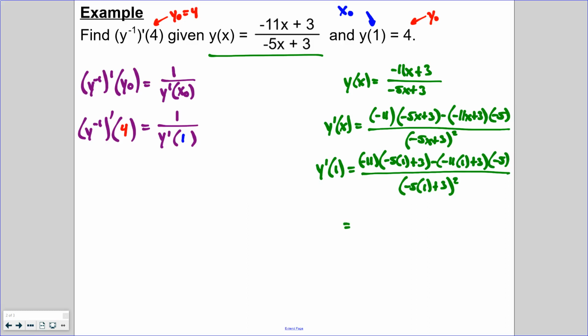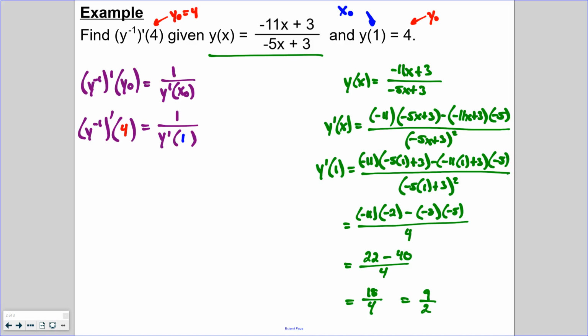And then we can continue to simplify, giving us negative 11. Negative 5 times 1 is negative 5 plus 3 is negative 2. Minus negative 11 times 1 is negative 11. Negative 11 plus 3 is negative 8 times negative 5. And that is all over negative 5 times 1 is negative 5 plus 3 is negative 2. Negative 2 squared is 4. And then we can keep working this out. So let's see, negative 11 times negative 2 is 22. Minus negative 8 times negative 5 is 40, all over 4. And then we can simplify that to be 18 over 4, or 9 halves.